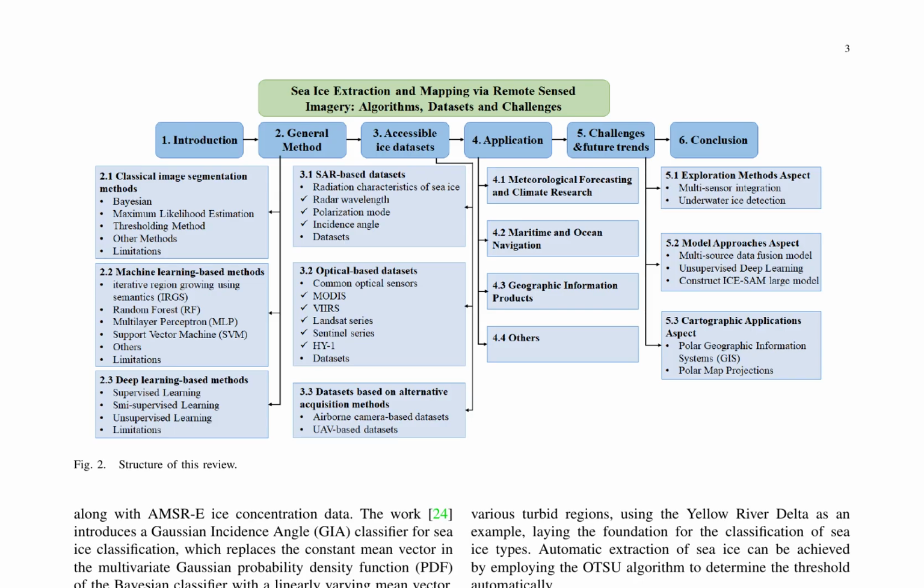In the realm of sea ice classification methodologies, various approaches have been employed to differentiate between ice and water in synthetic aperture radar (SAR) images. The Bayesian classifier has been extended with the introduction of a Gaussian incidence angle (GIA) classifier, which replaces the constant mean vector with a linearly varying mean vector. This modification enables near real-time ice charting and has been utilized to generate classified winter time series of sea ice in the Mosaic campaign regions, providing reliable support for navigation.